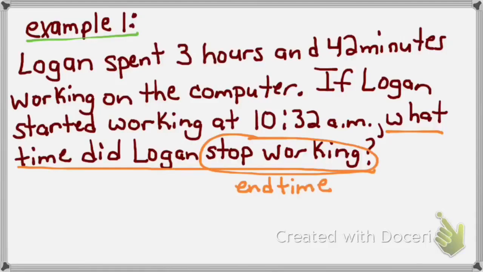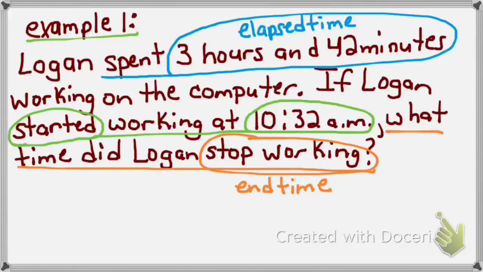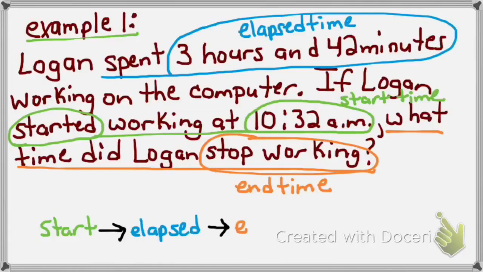Let's go back into the question and see what I know. I know that Logan spent 3 hours and 42 minutes working on the computer. So 3 hours and 42 minutes is a time that's hours and minutes, and it's how long he was doing something. That's going to be the elapsed time. I also know that Logan started working at 10:32 a.m. And if that's when he started working, this will be the start time. So I'm going to take the start time, which they give me, with the elapsed time, which they also give me, and I will find out what the end time is. That's how I'll solve this problem.